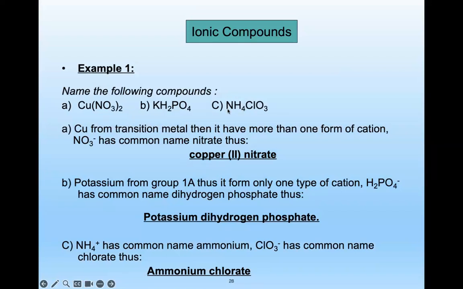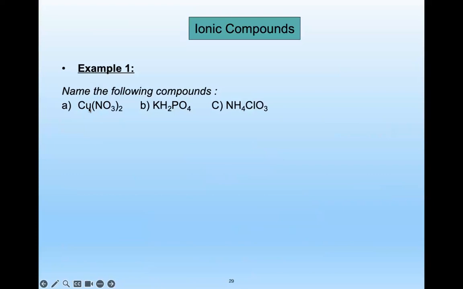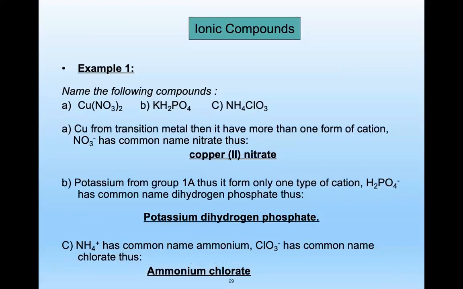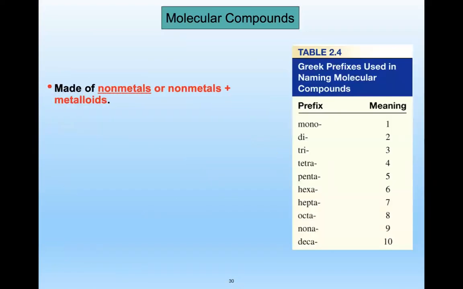What about this one? Ammonium. NH4 is ammonium, as we said before, and this is chlorate. So we start usually with the first one, as we have said before, right? You can also practice again with such one. What about if you have only one? Then we call it mono, right? If we have 2, it is di. 3, tri, tetra, penta, hexa, hepta, octa, nona, deca, right?